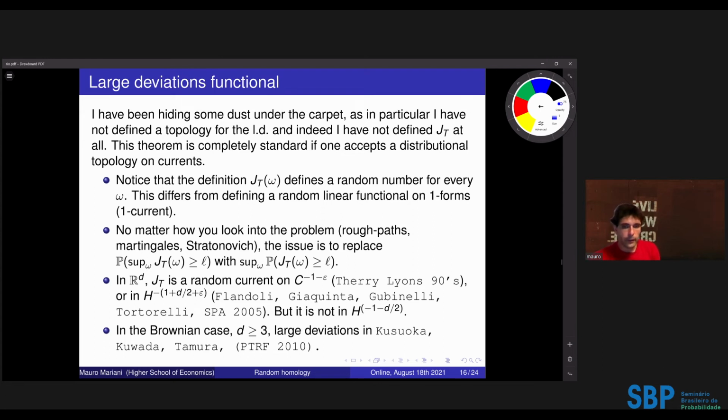There is, of course, this question of tightness, which I will discuss in a second, and large deviations in this paper by Kusuoka, Kuwada, and Tamura. This is the PhD thesis of Kuwada, who wrote many nice papers on the subject of random currents, Brownian currents, and manifolds. I'd like to remember him, because he passed away very young, doing his postdoc in Germany.